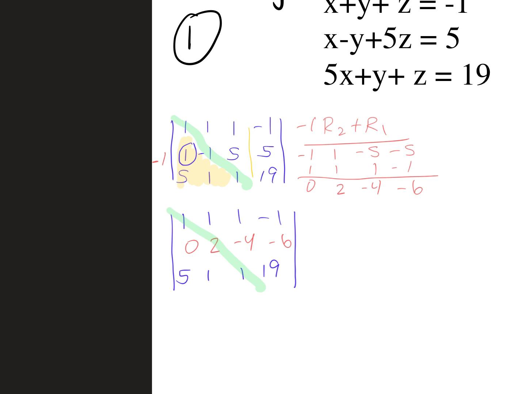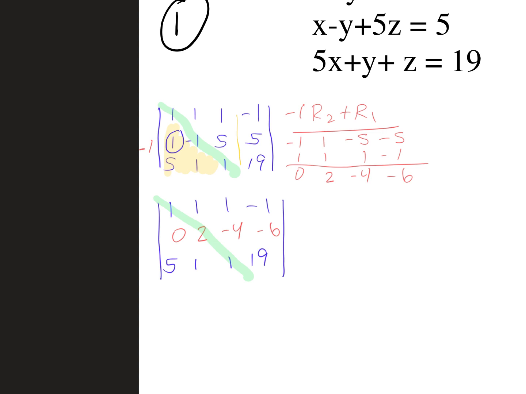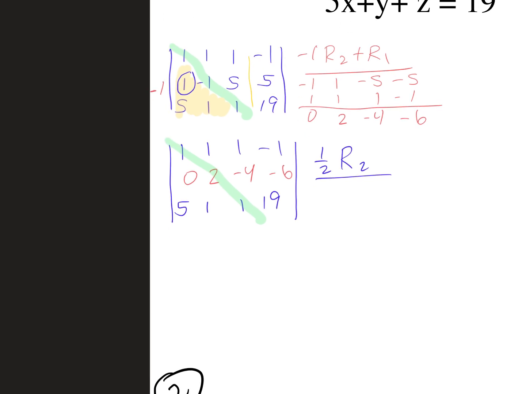Now I see something we could do to row 2. I could divide by 2. Do you have to right now? Absolutely not. You don't have to. But since I see that, I'm going to go ahead and say 1/2 times row 2. You could also say row 2 divided by 2. That's fine.